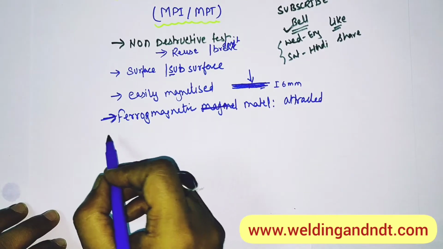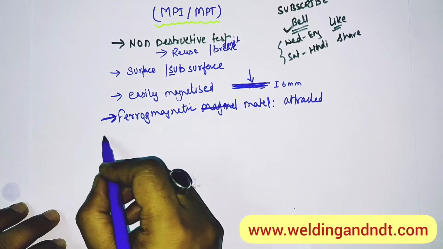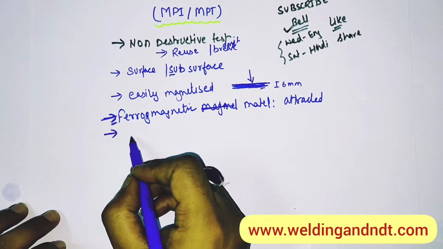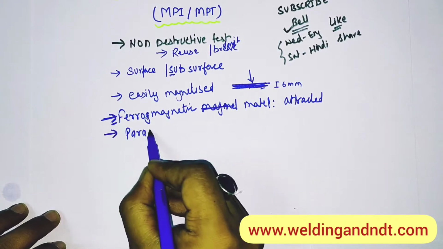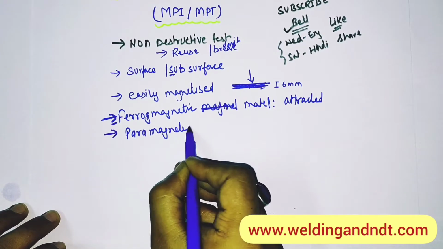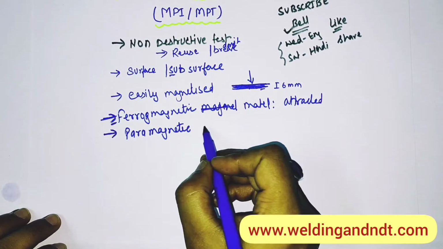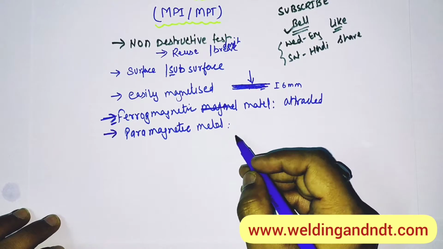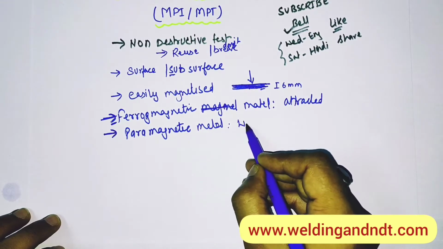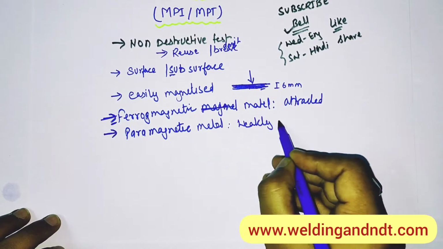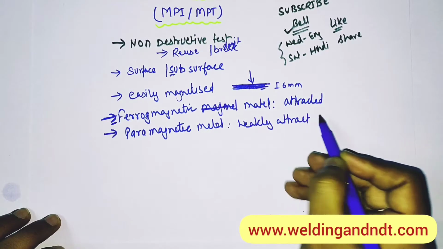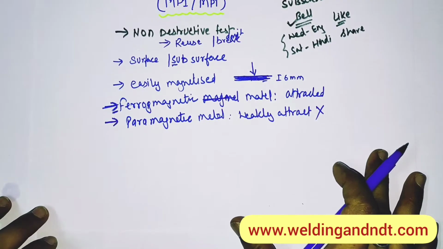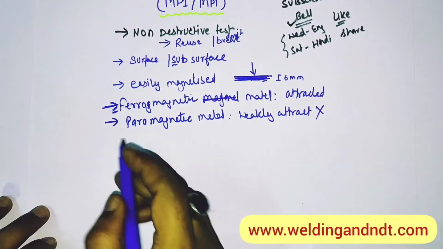Now let me give you a very brief idea of what types of materials are possible from the magnetic point of view. The first type is ferromagnetic materials. The second type is paramagnetic materials. Paramagnetic metals are those which are very weakly attracted, which means they cannot be magnetized easily. So this type of materials cannot be checked with the help of magnetic particle test.